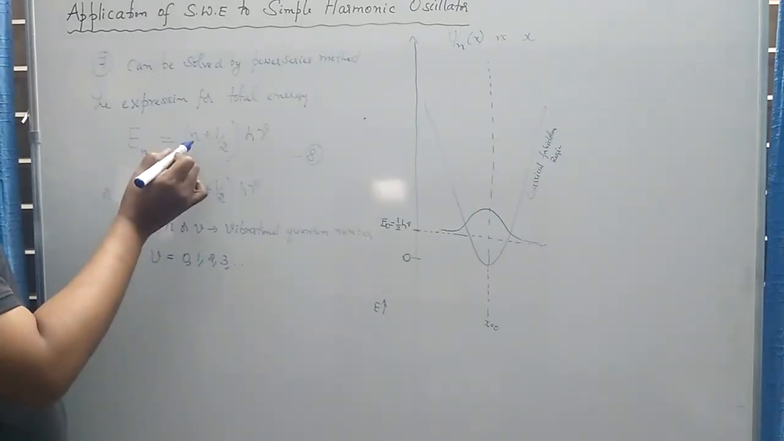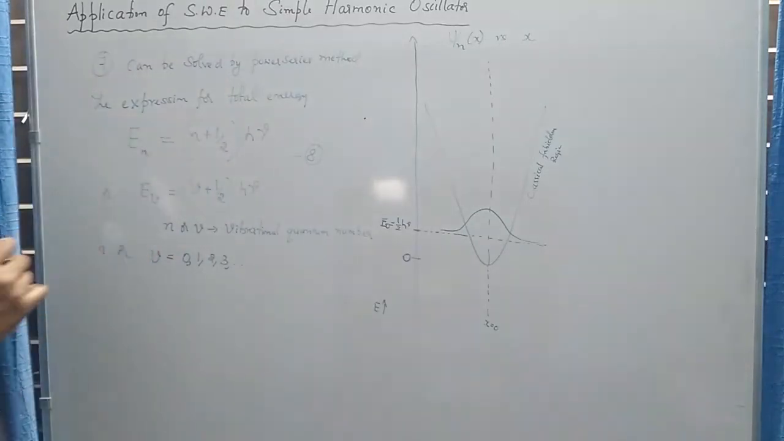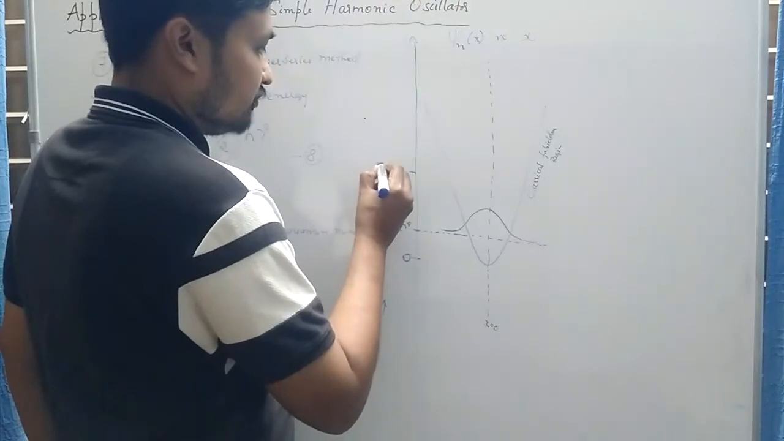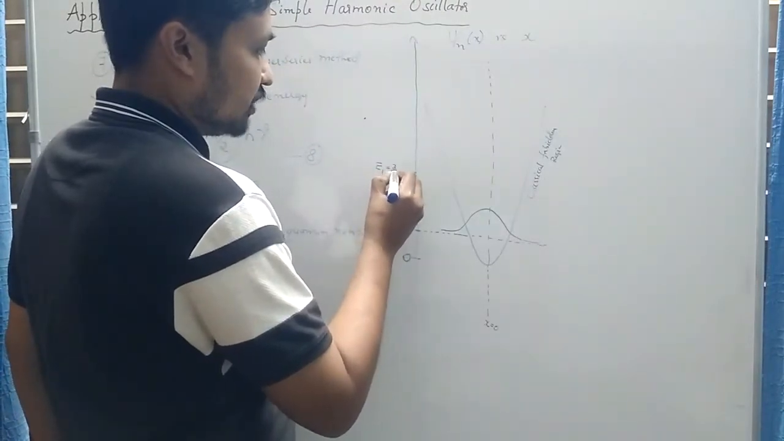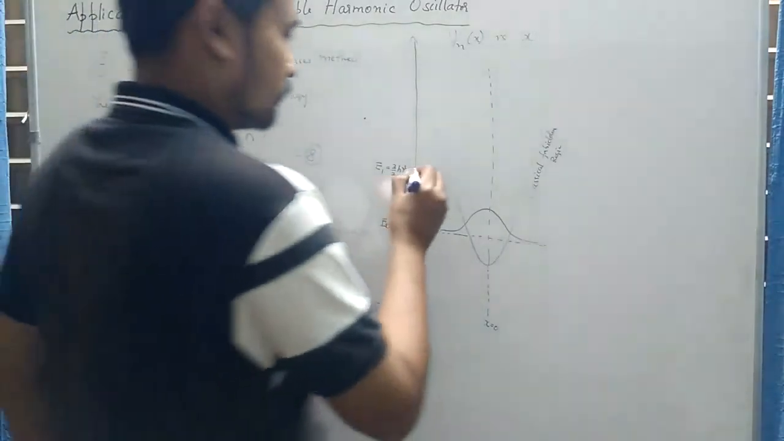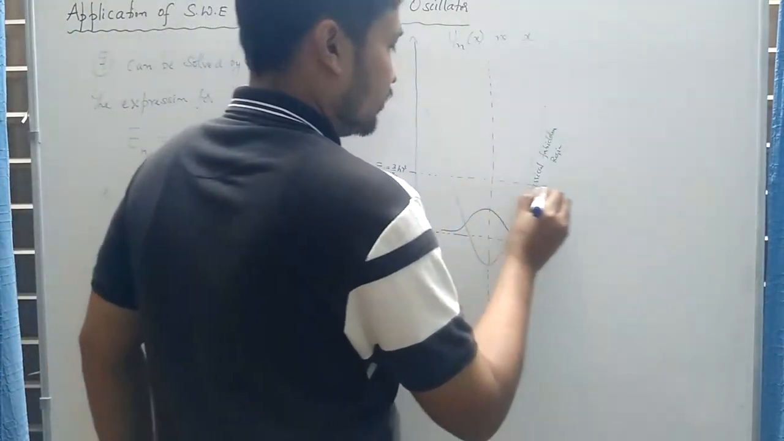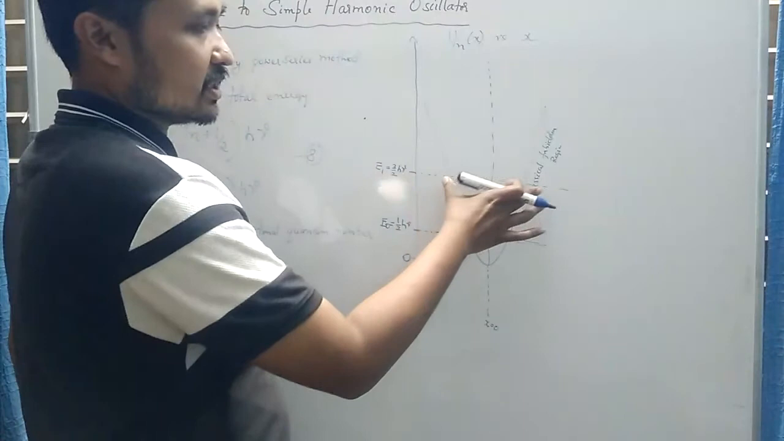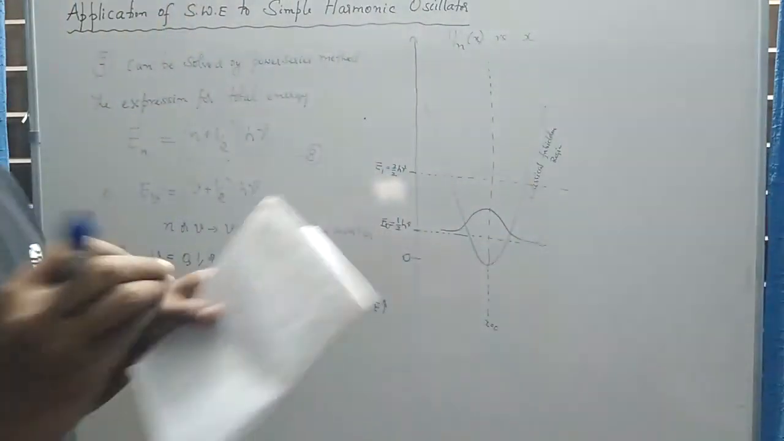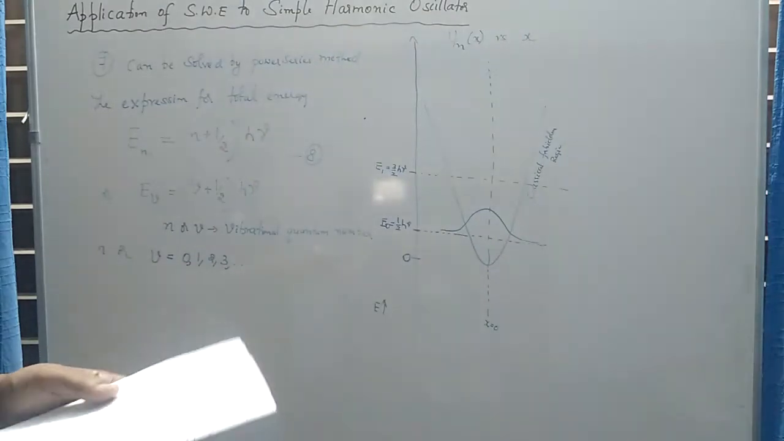When n is equal to 1, 1 plus half, that is 3 by 2 into h nu. Okay, so it is somewhere here. So E1 is equal to 3 by 2 into h nu. And we see here that as the energy has increased, the width of this background graph has also increased. It means now the particle can vibrate with greater amplitude.